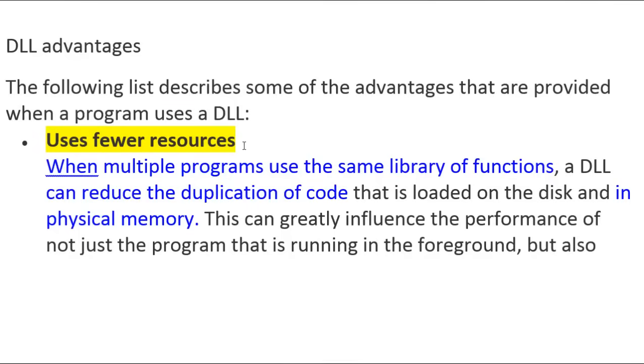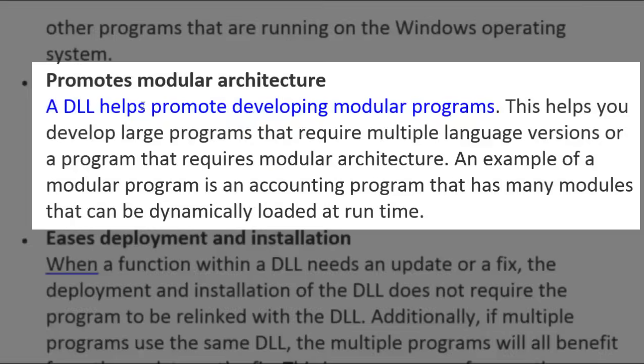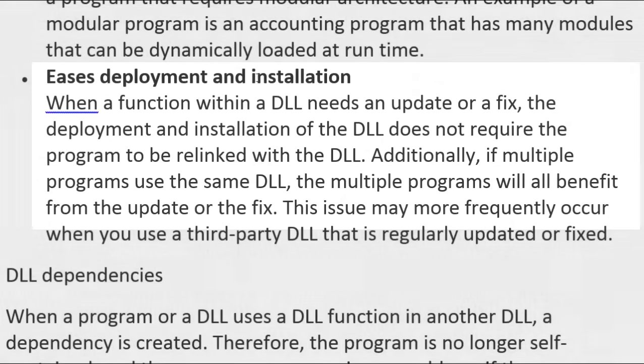So why does Windows use DLLs? One, it uses fewer resources. When multiple programs use the same library of functions, a DLL can reduce the duplication of code that is loaded into physical memory. In other words, more than one program can use the same DLL. DLLs promote the developing of modular programs. DLLs ease deployment and installation. When a function within a DLL needs an update or a fix, the deployment and installation of the DLL does not require the program to be relinked with the DLL. So if I need to update a DLL, I can just update one file.